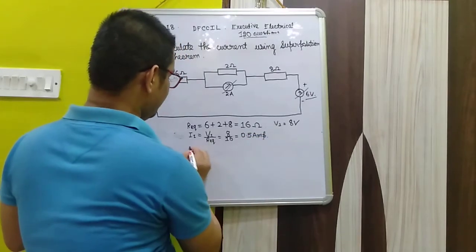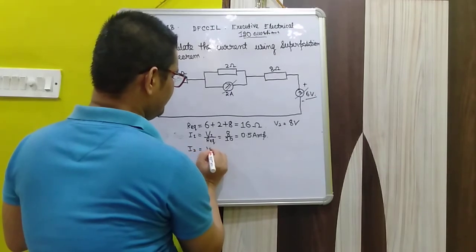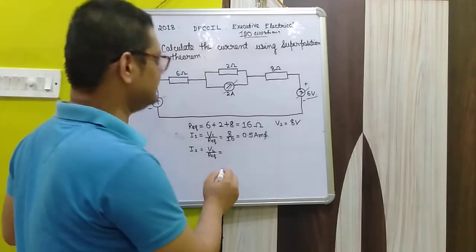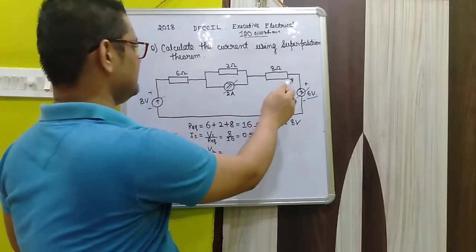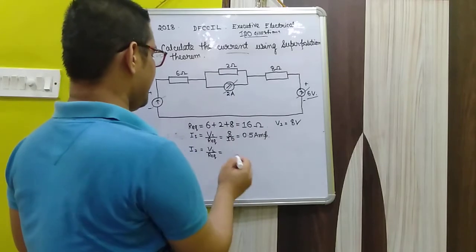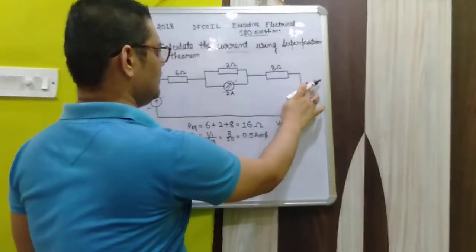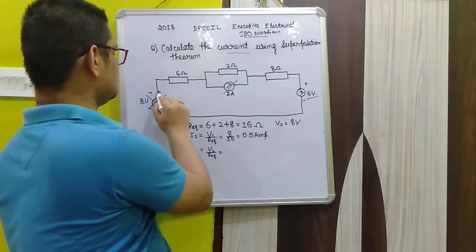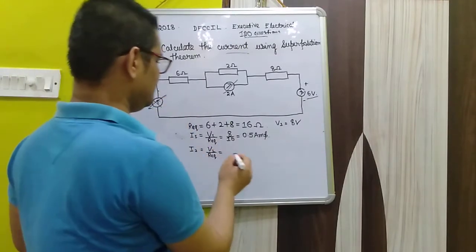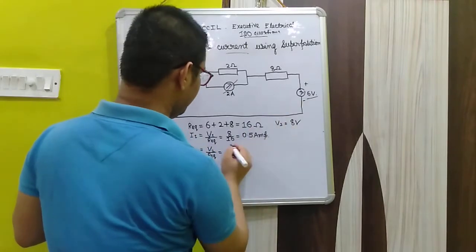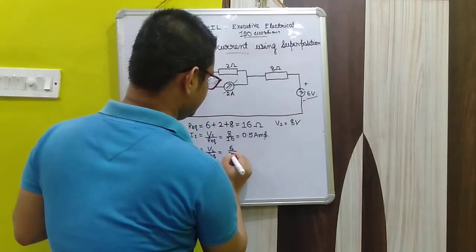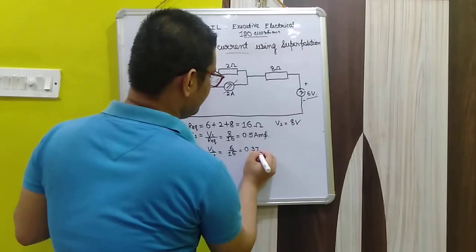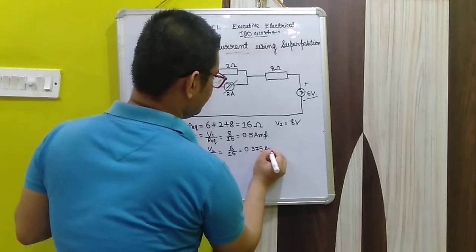Now we have to calculate I2. So how do we calculate I2? I2 is nothing but V2 by R equivalent. R equivalent will remain the same, that is 16 ohm in this circuit, and V2 will be 6 volt. We have to short this voltage source. So V2 will be 6 by 16. If we calculate, it will be 0.375 ampere.